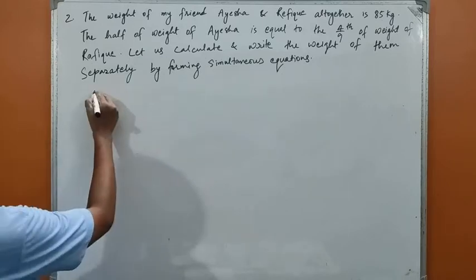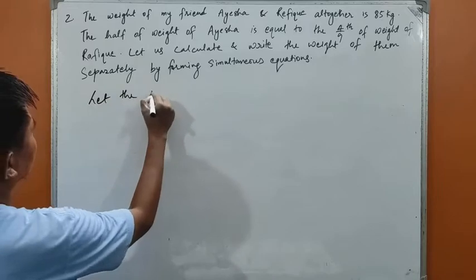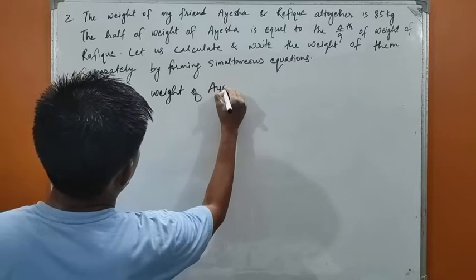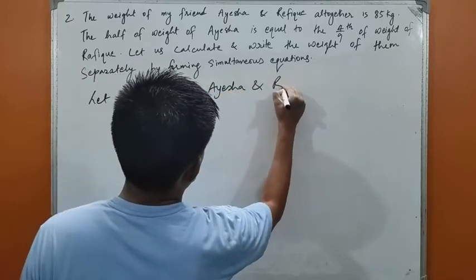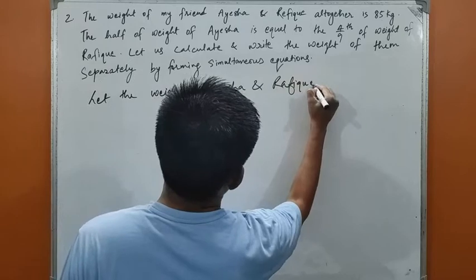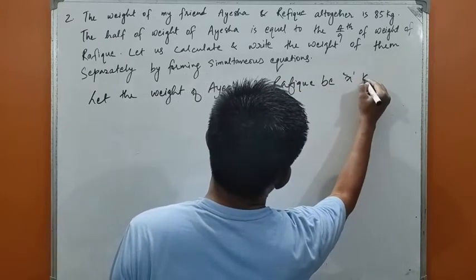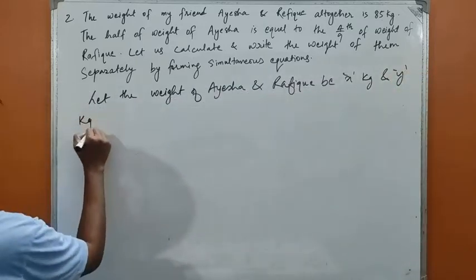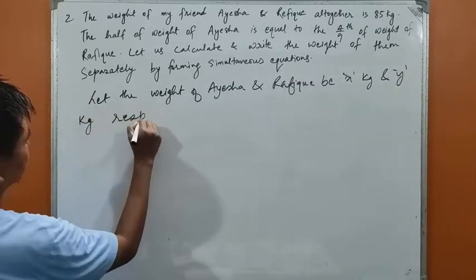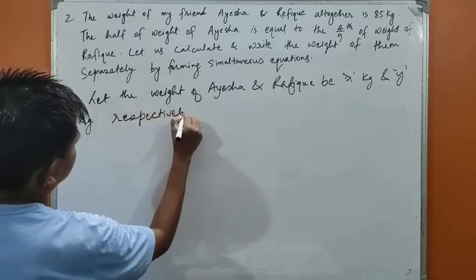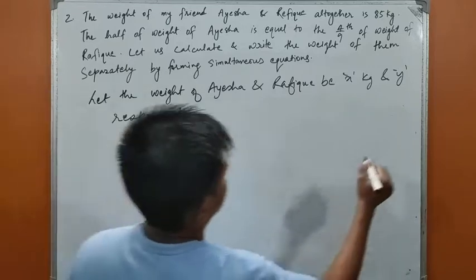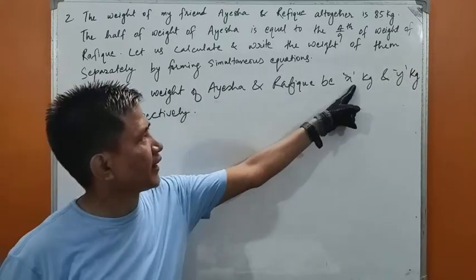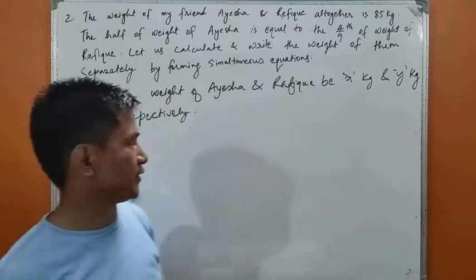Let us do. Let the weight of Aisha and Rafiq be x kg and y kg respectively, okay? Let me write this kg here. Kg. Let the weight of Aisha be x kg and weight of Rafiq be y kg.